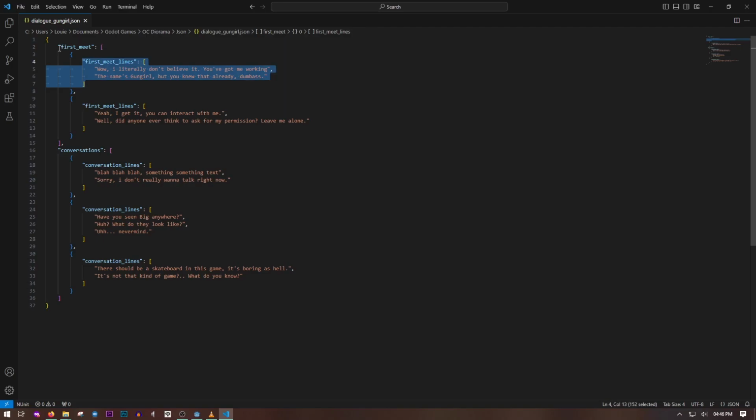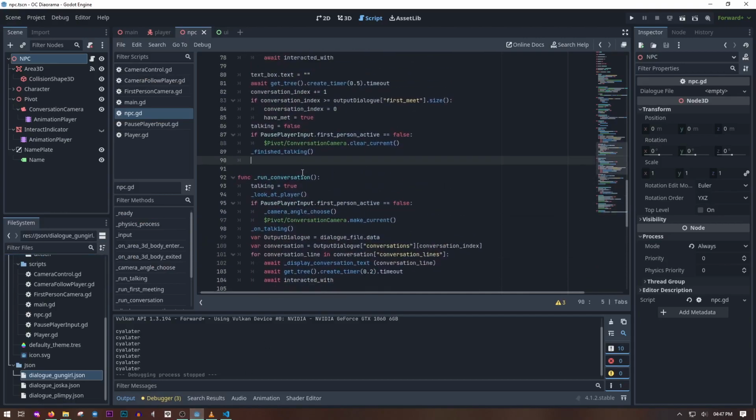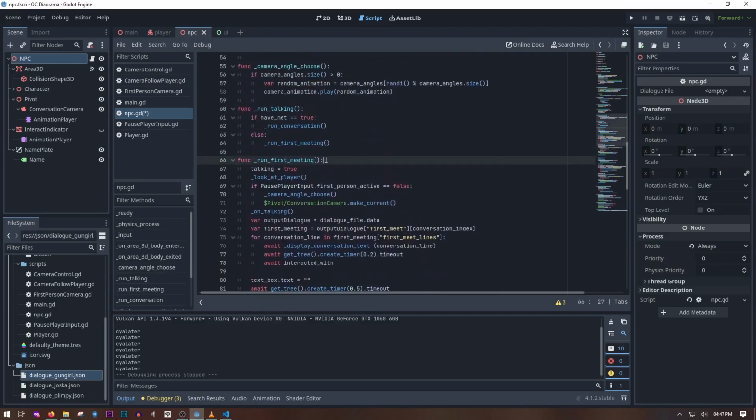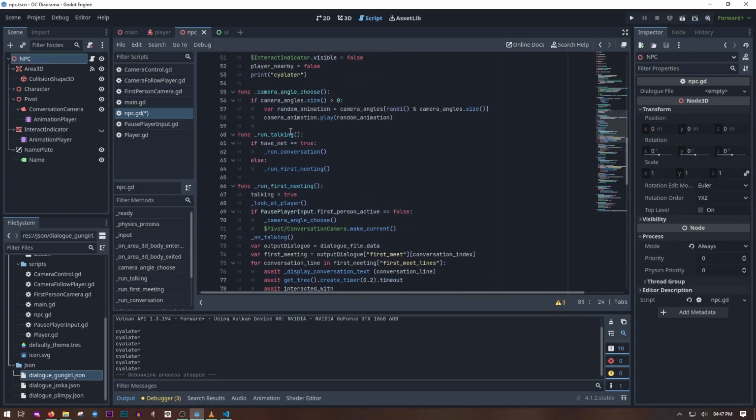And if I want multiple different first meeting bits, like you talk to them once, you get this. You talk to them a second time, you get this. And then you have met after that. Oh yeah, I should go over that as well. I did go over run conversation, but for run first meeting, there's a slight difference in that if the conversation input is larger than the output dialog first meet, I change everything to first meet lines, because it's different in the JSON. Conversation index is 0, but it doesn't loop because we change have met into true. And so this no longer plays, because if have met is true, we do a normal conversation.